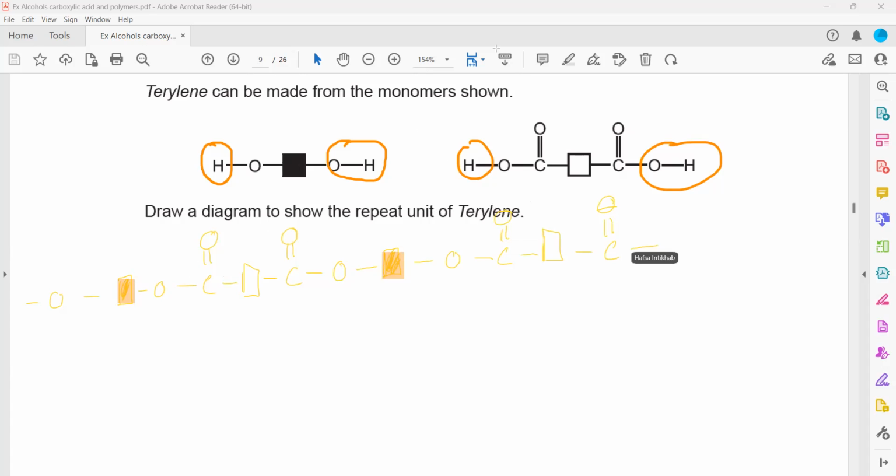That's it. When they ask for repeat units, you don't have to put a bracket and write n, because we just have to show the units here. We don't have to draw the full polymer. That's why we don't write n here. Is it clear? That's how to draw a polymer. And it's up to you. You can remove one side H, other side OH, or you can remove OH from the first side and the H from the other side.